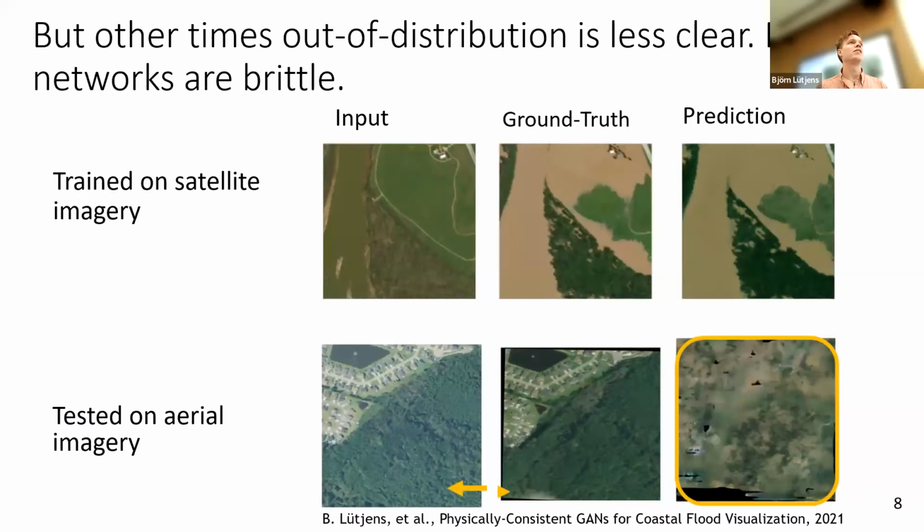Sometimes, however, it's less clear why something is out of distribution. For example, here I trained a machine learning model to take a satellite image as input plus a flood segmentation map. And I wanted it to predict a post-flood satellite image. And we see that on my training set of satellite imagery, it does a pretty good job at predicting an image that looks like the ground truth. However, then after I trained this model on satellite imagery, I collected some aerial imagery that had about the same resolution, and it looked very similar to me as a human.